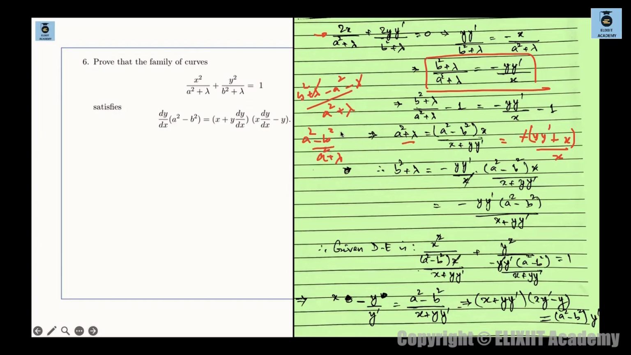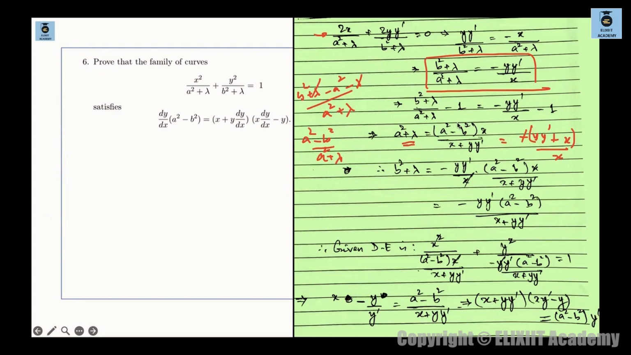Solve for it because we need that lambda. So I'm solving for a square plus lambda. To rearrange and simply solve for a square plus lambda: a square plus lambda is what? Cross multiply, a square minus b square times x divided by x plus y dash, y dash.